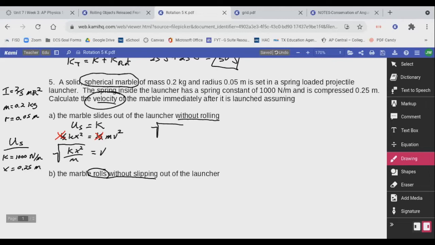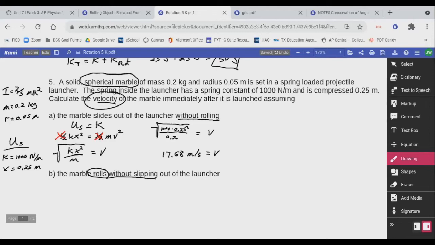So we would have the square root of k, which is 1,000, times x squared, so 0.25 squared, divided by m. M was 0.2. And that is our velocity. When I put this into my calculator, I got 17.68. It would be in meters per second, because we know velocity is in meters per second. So 17.68 meters per second is the linear velocity of our marble based on that spring sending it into action, ready to play our video game.